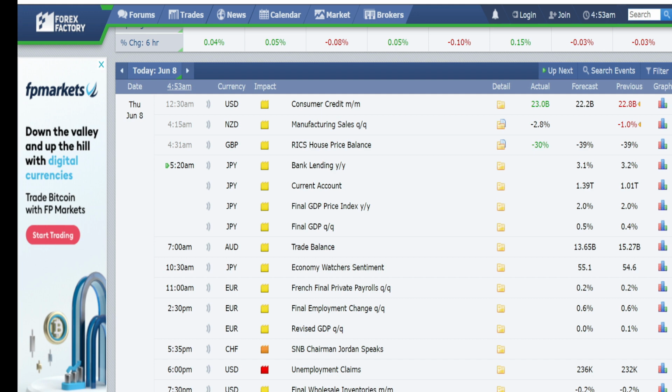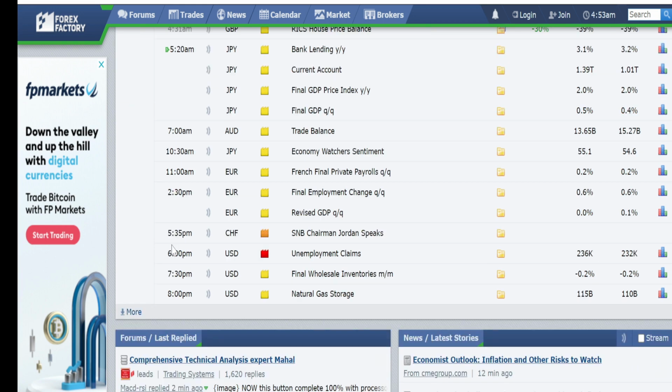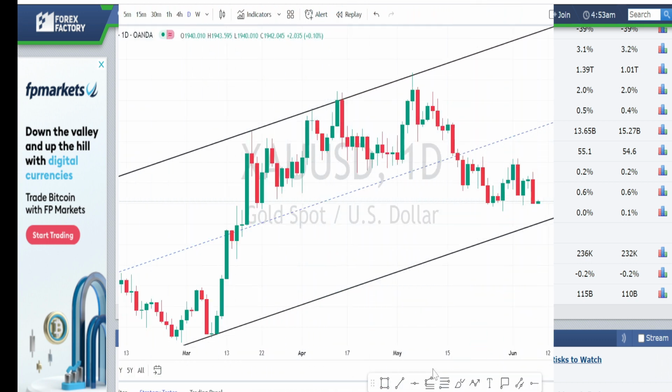Before that, when we look at the economic events plan for today, Thursday, June 8th, at 5:35 p.m. we have medium impact news for Swiss franc. Then at 6 p.m. we have high impact news for US dollar related currency pairs. So we can expect volatility in gold during these news hours. Let us proceed with our gold analysis.